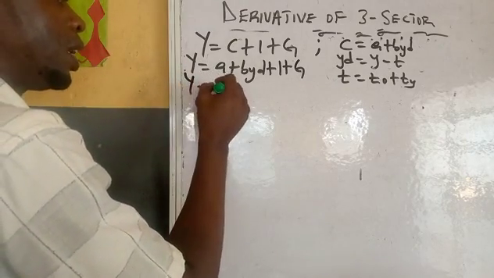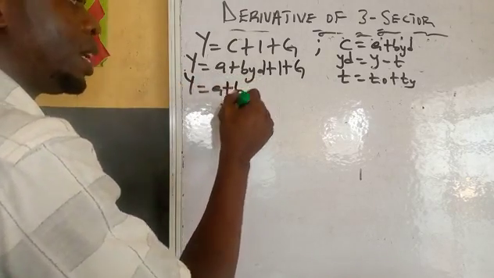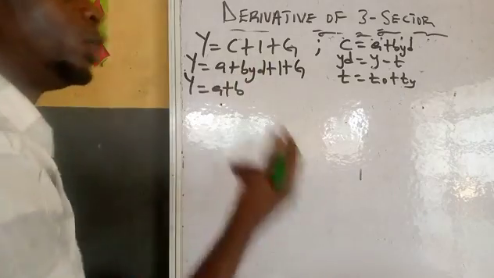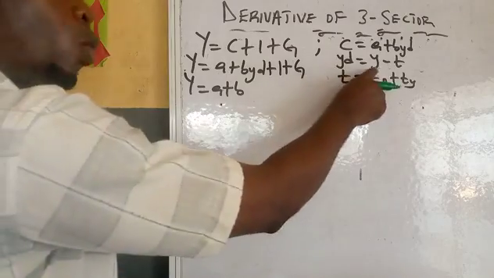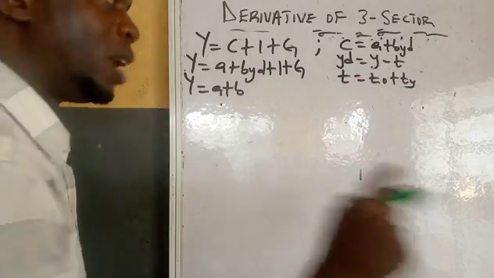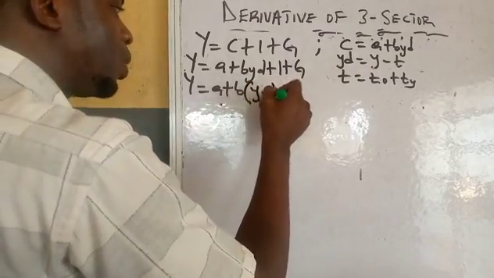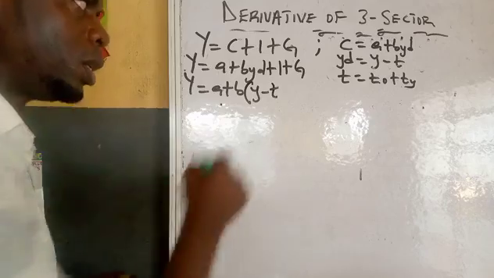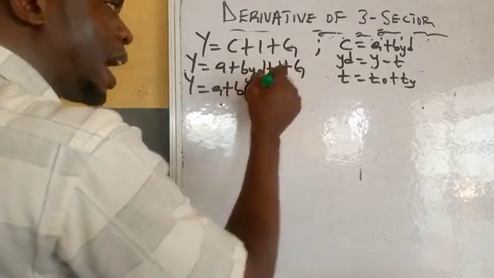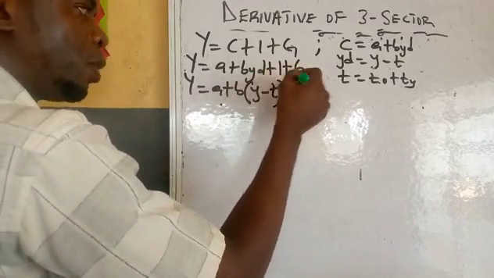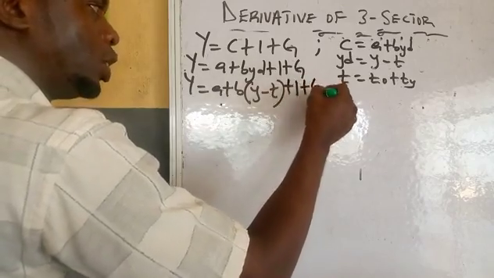Now, let's write again. Y equals a plus b. Now, what is Yd? Am I going to write Yd? No. What represents Yd? Y minus T. So I will not rewrite this, I'll write Y minus T. Open bracket, Y minus T, then I close the bracket. I continue with my formula plus I, plus G.